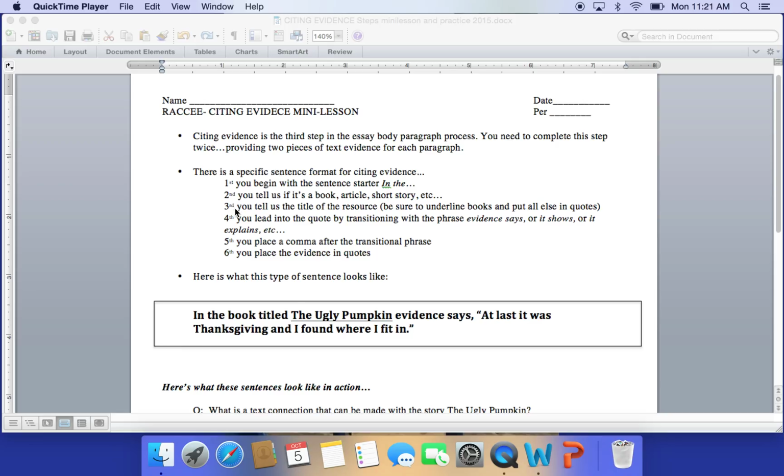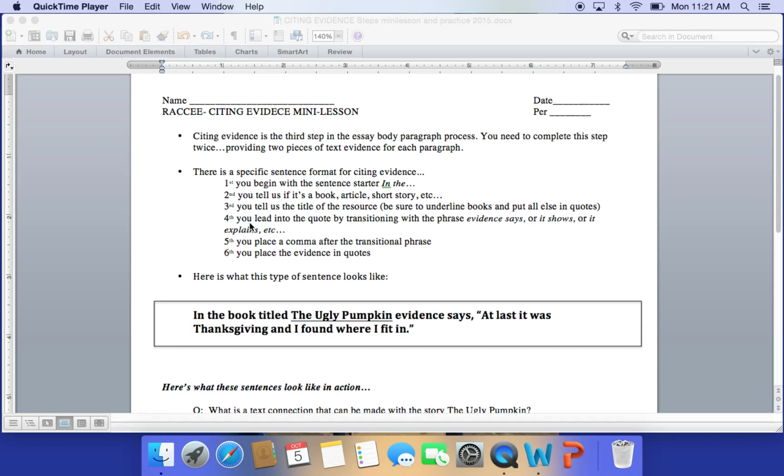The third thing you need to do is tell us the title of that resource. Now be sure that if it's a book that you underline it, everything else goes in quotes. Books are the only things that are underlined. So if you were to write these 3 steps out, it would sound something like this. In the book, The Ugly Pumpkin, and the title, The Ugly Pumpkin, would be underlined.